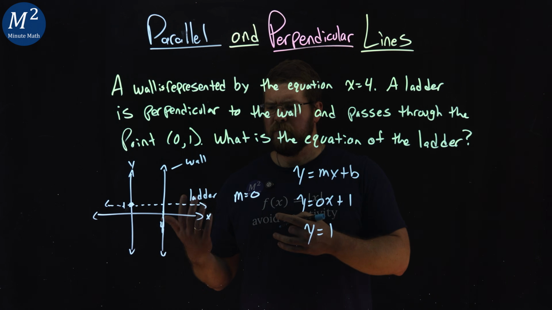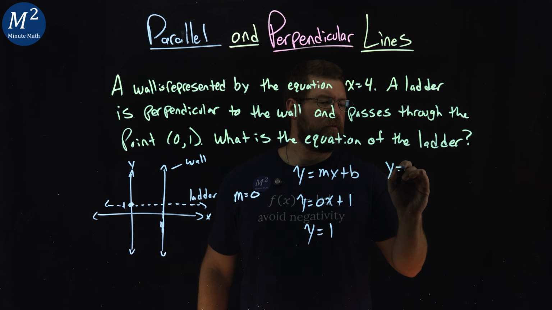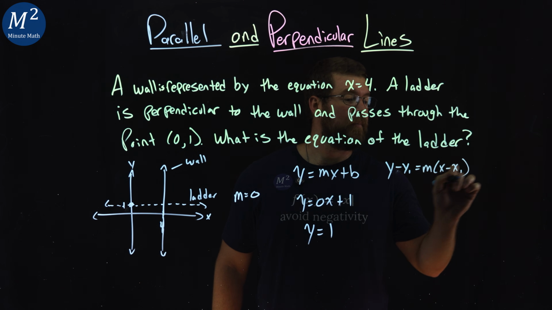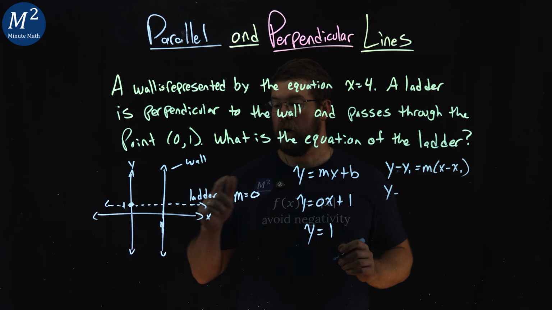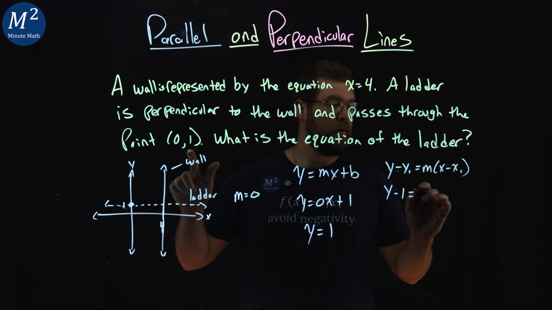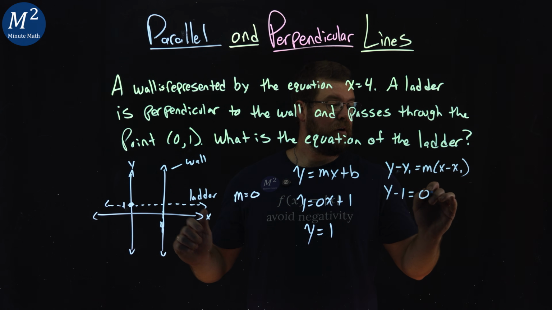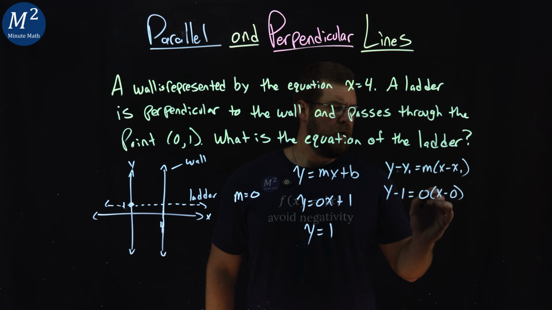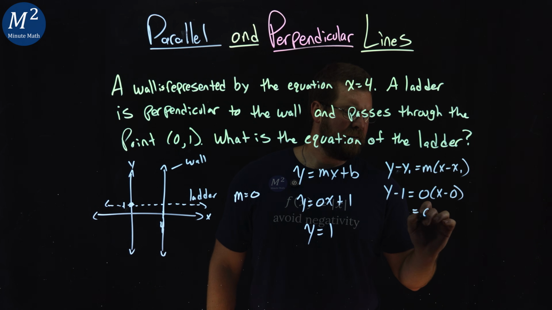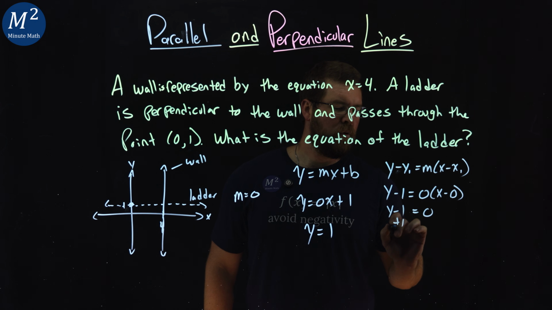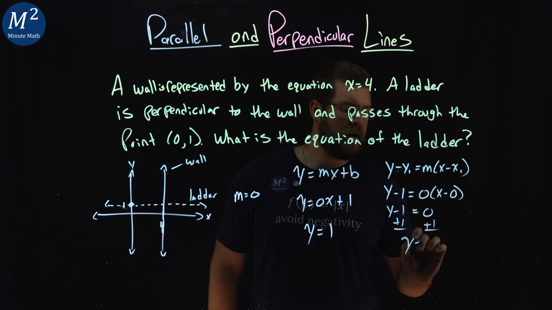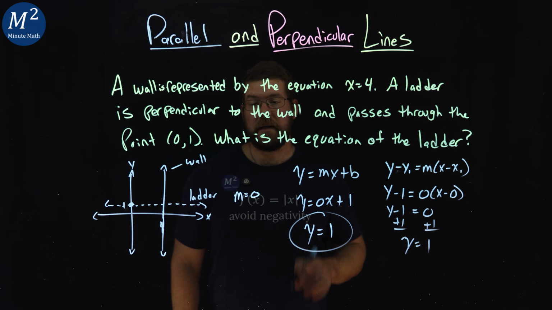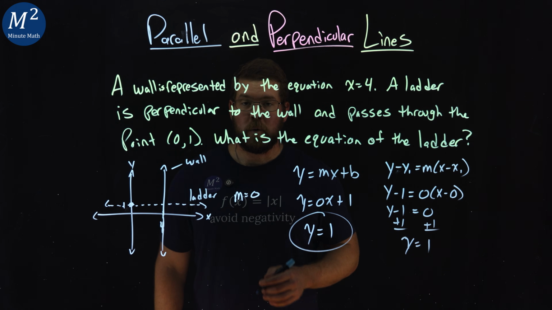Same thing for the point-slope form. y minus y1 equals m times x minus x1. y minus y1, our point, 1, equals m, our slope, 0, times x minus x1, which is 0, like there. Well, 0 times everything is just 0 here. y minus 1. Add a 1 to both sides, and we get y equals 1. So either way, we got y equals 1. So the equation of the line of the ladder is y equals 1.